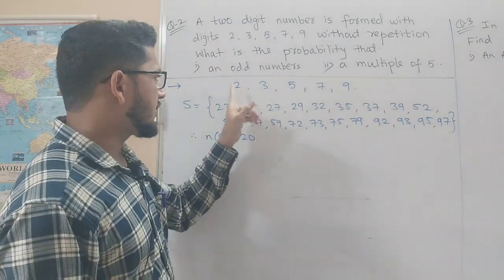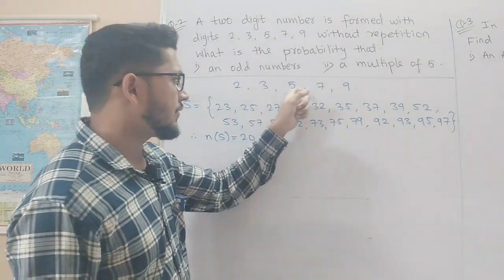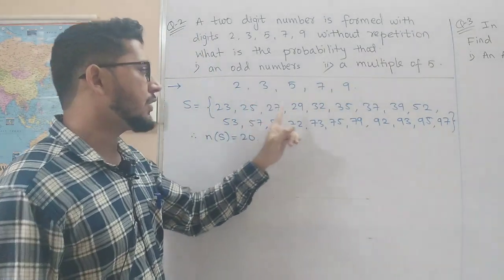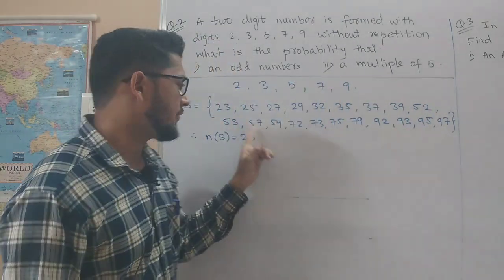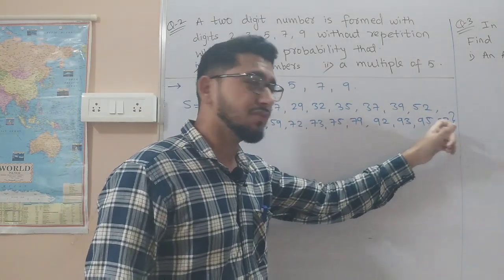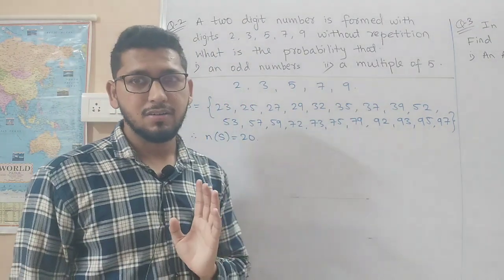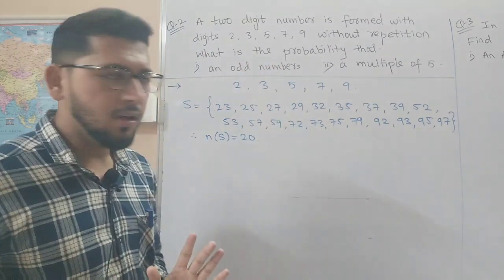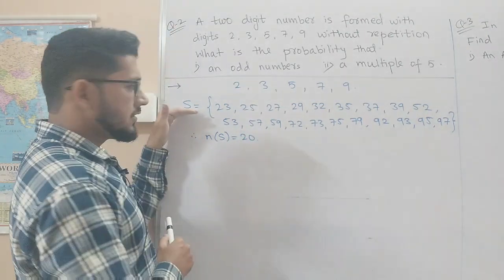How is it made? First we have taken 2 को हर एक के साथ, then 3 को हर एक के साथ लेना है, then 5 को, 7 को, 9 को. So the sample space is 23, 25, 27, 29, 32, 35, 37, 39, 52, 53, 57, 59, 72, 73, 75, 79, 92, 93, 95, 97. Here you can observe that there is no repeated number, because the question already states without repetition. So this is the sample space. I have written the number of sample points is 20. So the solution starts from here.